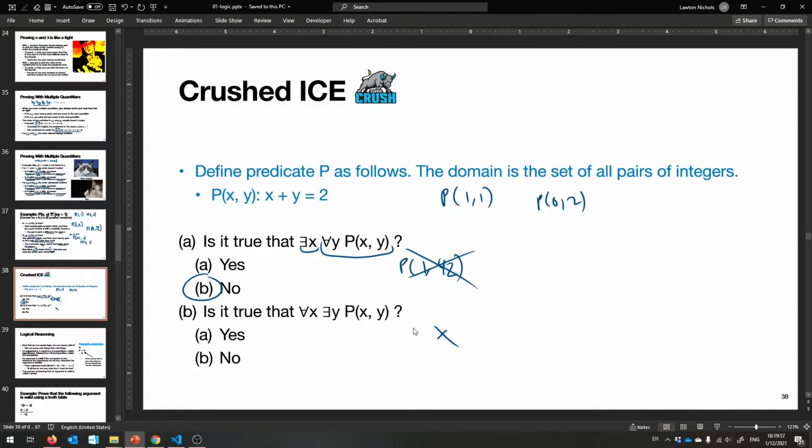So think about this one, and maybe come back. For whatever x that your enemy chooses, you have to find one good y. You have to prove that there exists a y for that x, such that x plus y is 2. And let me show you how you could find that y.